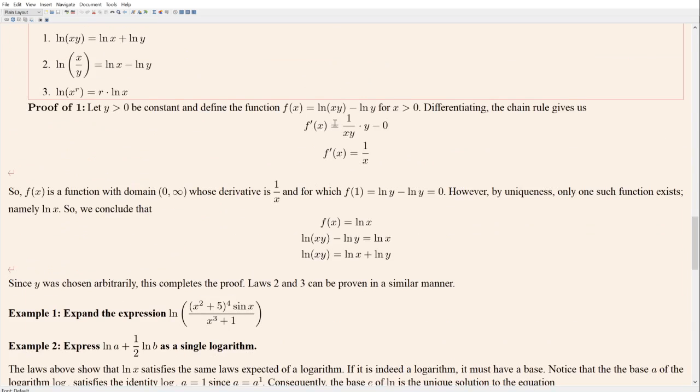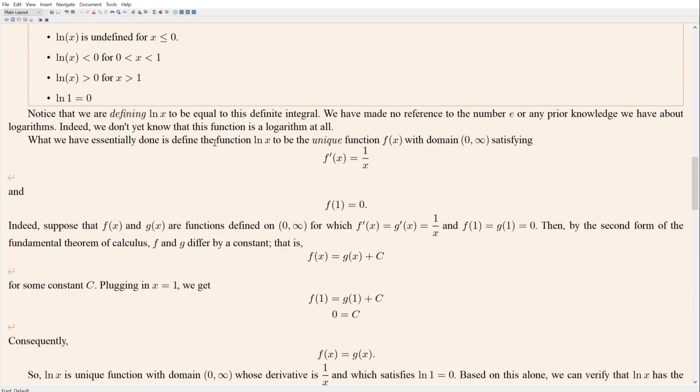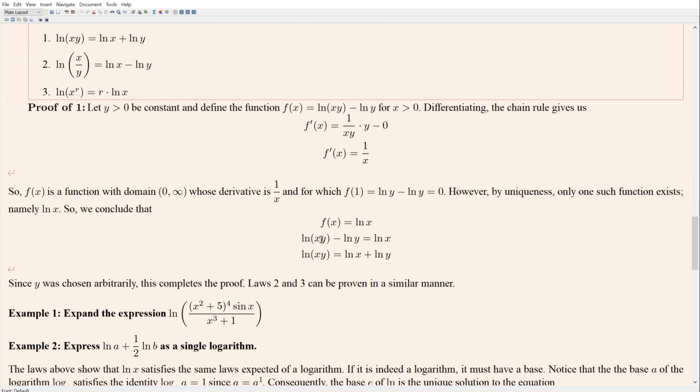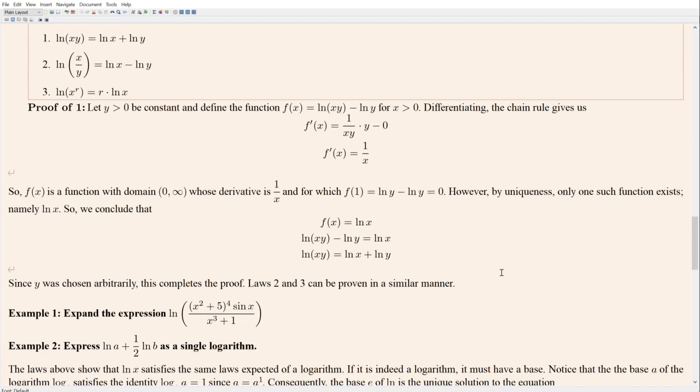The proof follows from uniqueness, by the way. So what I do is I define this function, f(x) = log xy minus log y, where y is a constant, and basically I show that its derivative is 1 over x, its domain is the positive numbers, and its value at 1 is 0. But the natural log is the only function with those properties. So that means that this thing has to be equal to the natural log. And so the property follows. And you can prove the rest of those in the same way.